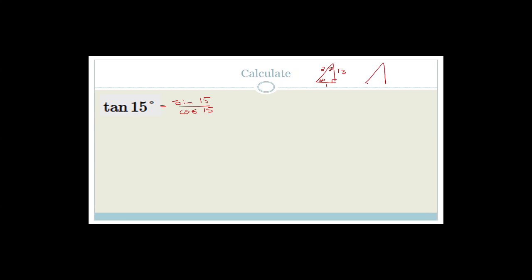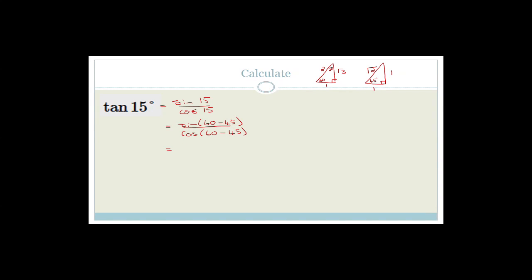And I would urge you also to draw this out every time you're doing your questions when you are practicing. Obviously, when you're writing your exam, you don't have to. But every time you write it out, you're reinforcing it in your head. Okay, so now, since we did 45 minus 30 in the last question, why don't we do 60 minus 45 in this question? So this is the same as sine of 60 minus 45 all over cos of 60 minus 45.